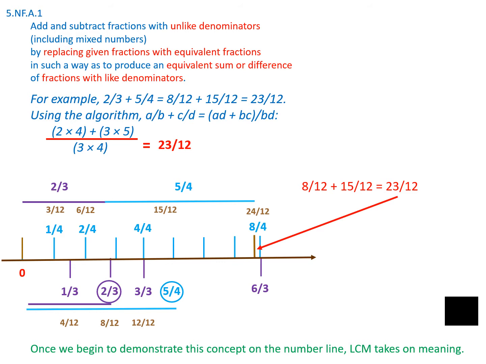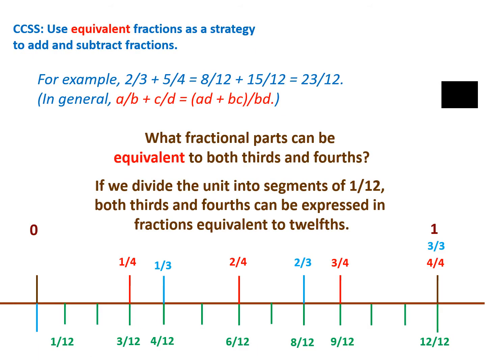But once we begin to demonstrate this concept on the number line, the reason for finding a least common multiple and using it as the denominator for equivalent fractions makes more sense to children. We can continue to use the number line model to stress this concept.